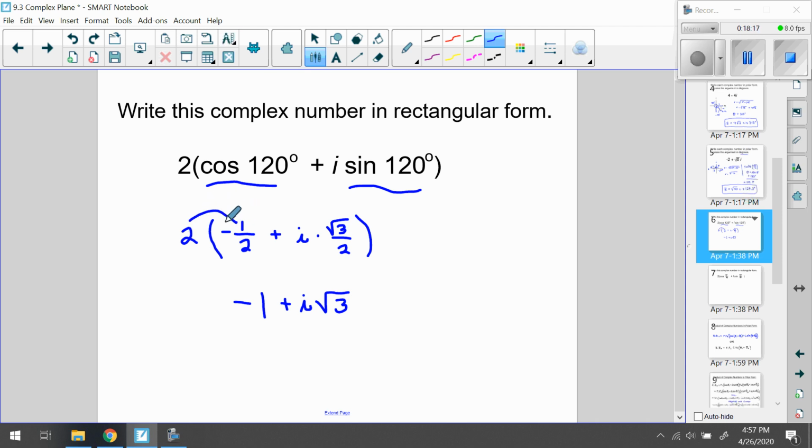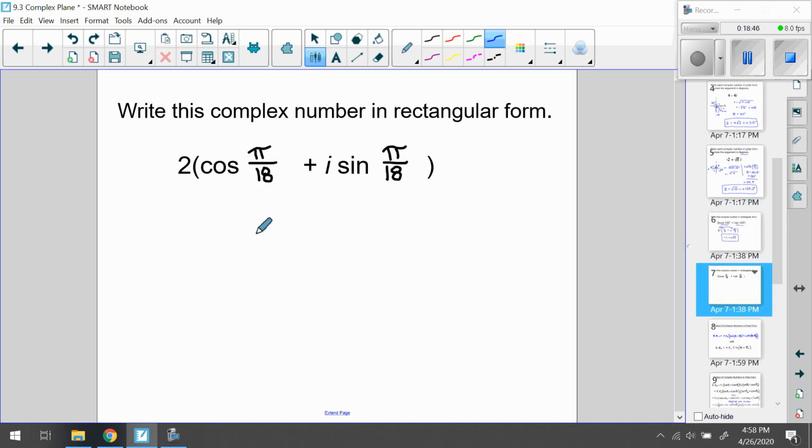And then distribute here as well. And so the 2 here cancels with the 2 here, and so here's our answer in rectangular form. So this is our x value and our y value. Remember the x plus i y. And so x is -1, our y would be root 3. And doing that is as simple as that. We're done.